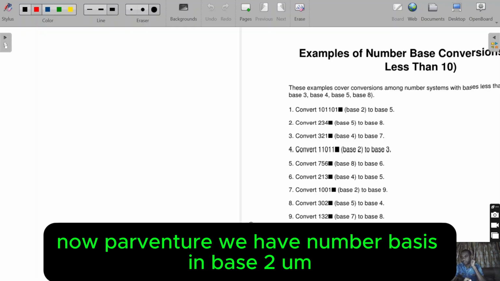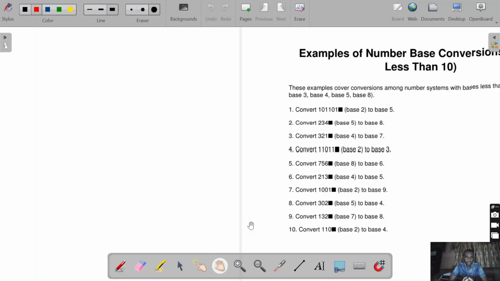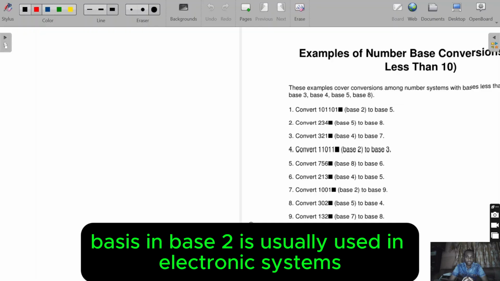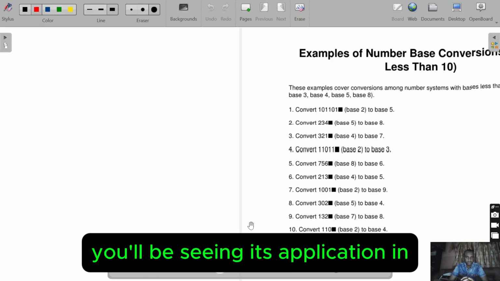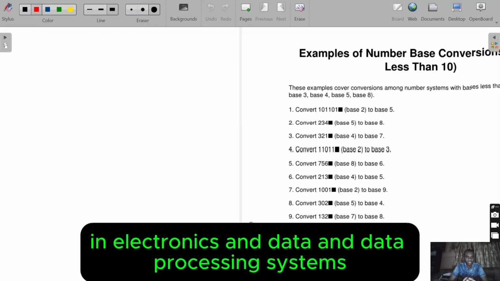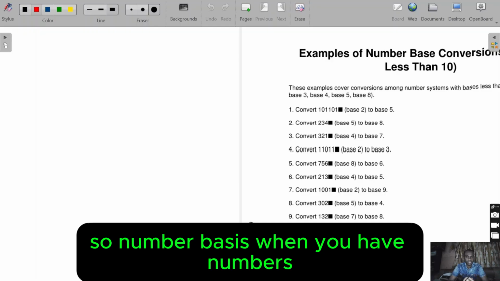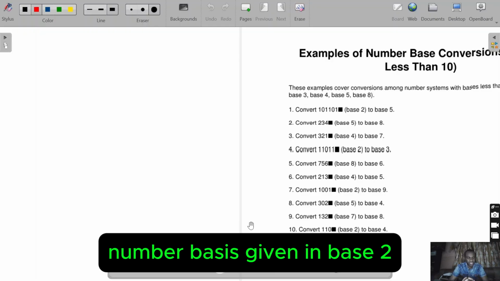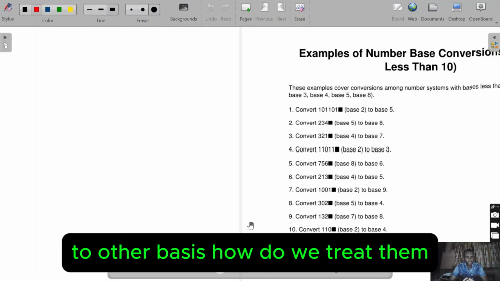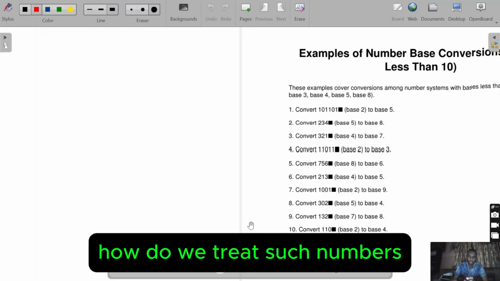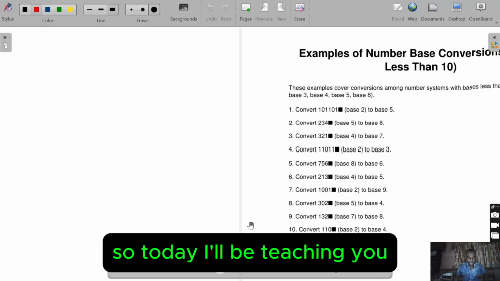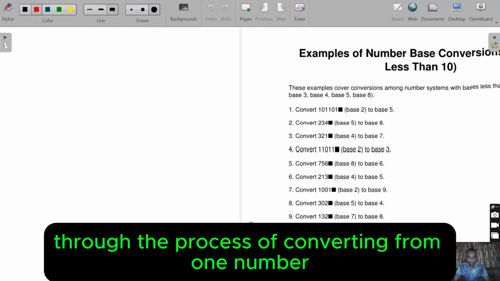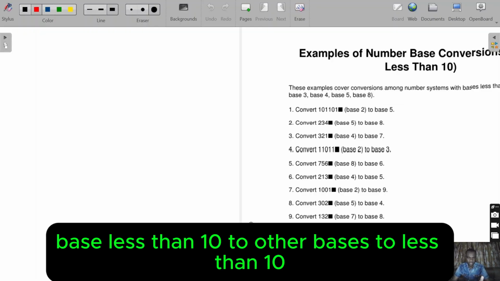Now, peradventure, we have numbers in base 2. Base 2 is usually used in electronic systems. When we advance in this, you'll be seeing its application in electronics and data processing systems. So when you have a number given in base 2 and I want to convert it to other bases, how do we treat such numbers? Today I'll be taking you through the process of converting from one number base less than 10 to other bases less than 10.